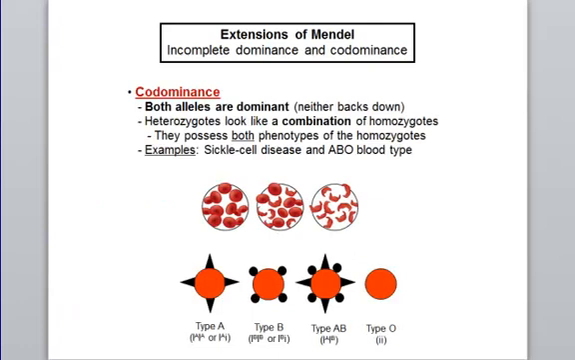The principle of dominance says that the dominant allele will mask the effect on the phenotype of the recessive allele. Now, when you have codominance, you have both alleles that are being expressed, and neither of them backs down, meaning that you see both of the phenotypes. The example given was of sickle cell anemia and also the ABO blood group. And I also mentioned in class the case of cystic fibrosis.